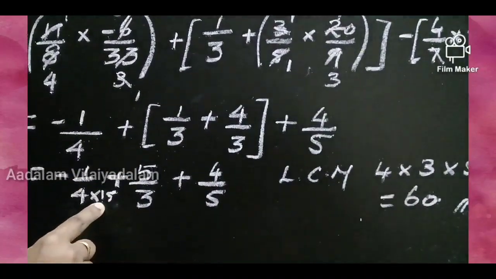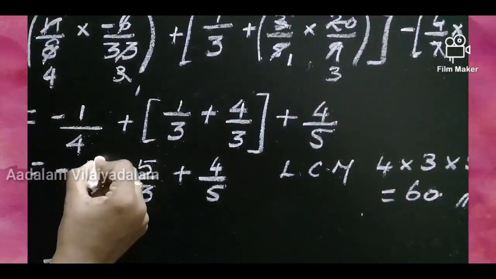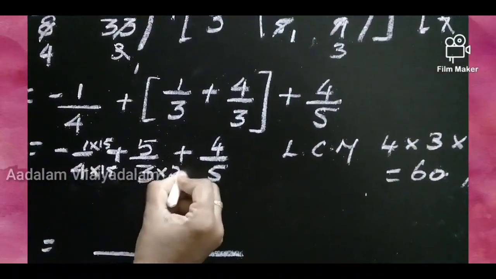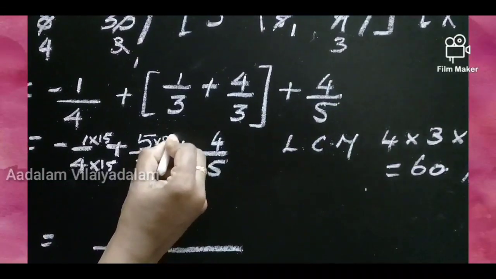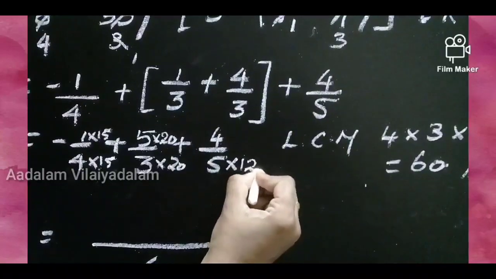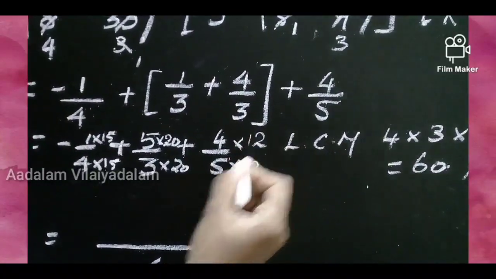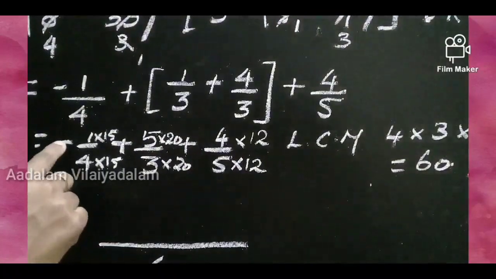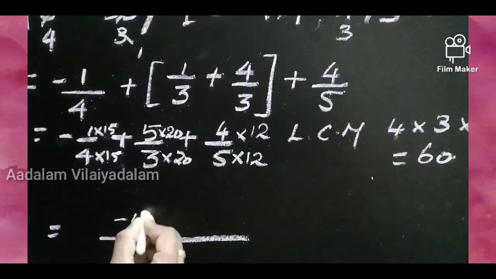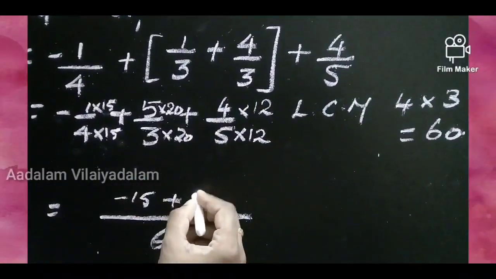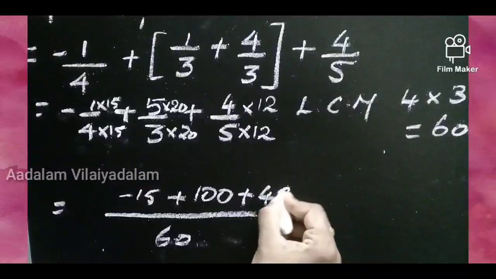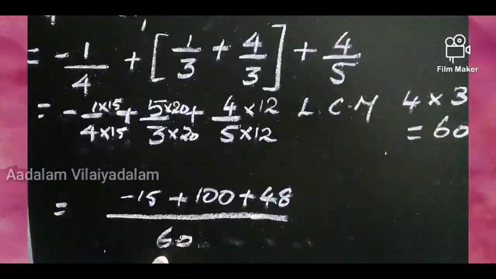Here, whatever we multiply in the denominator, we also multiply in the numerator, so multiply by 15. Here also, the 3 table: 3 goes into 60, 20 times only, so multiply by 20. For the 5 table, 5 twelves are 60, so multiply and divide by 12. Now we have arranged the same denominator as 60. Now multiply the numerators. So 1 fifteen is 15, so −15 is the first numerator value, plus 5 twenties are 100, plus 4 twelves are 48.